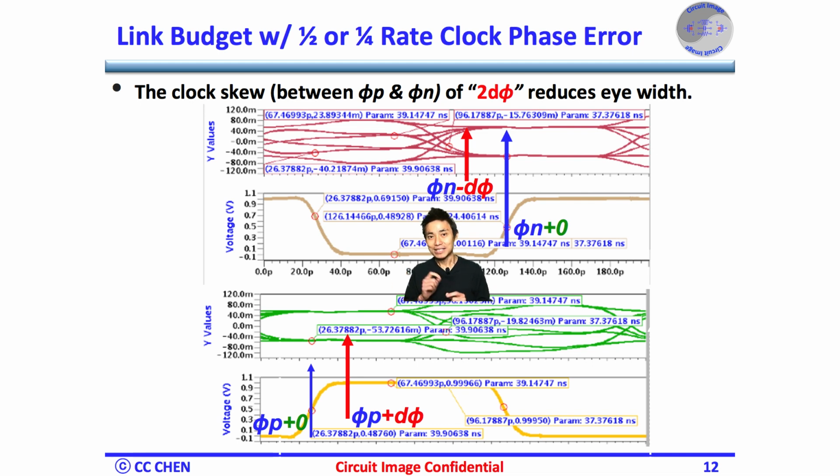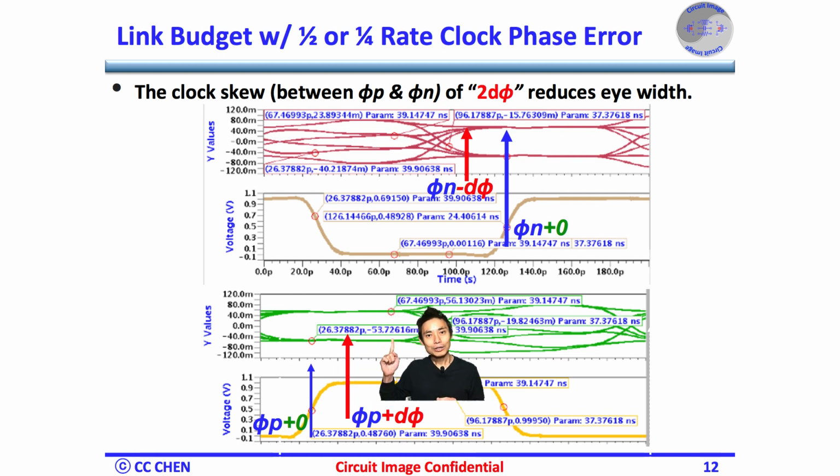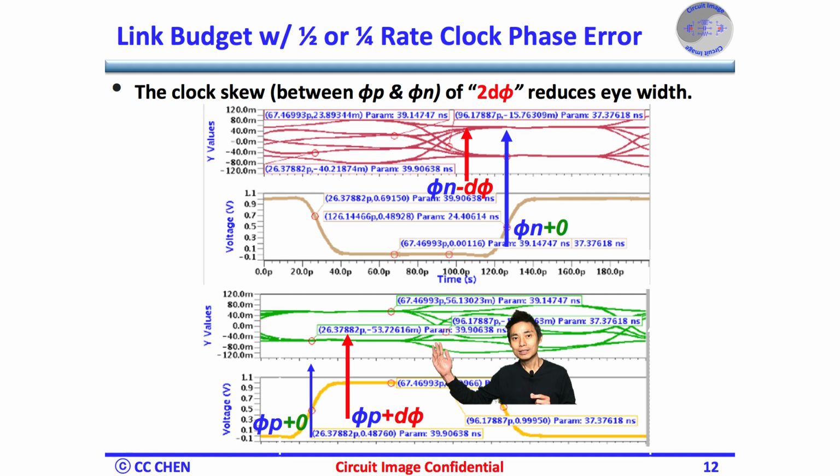The phase accuracy is very critical, since it will degrade the eye width because of the clock's phase error. From the simple image of the half-rate phase error delta phi, you can tell the eye width is decreased, or the phase error between the clock and data is increased. To be clear, on the left-hand side, the positive phase clock would hit the right transition quicker than the negative phase clock would hit the right transition by a delta phi.